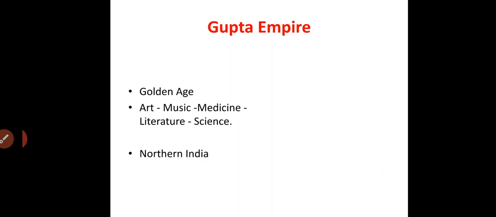Now let's talk about the Gupta Empire. The Gupta period is known as the Golden Age. Why did they call it the Golden Age of ancient India? Because during this period, many discoveries were made in arts, medicine, literature, and science. That's why they call it the Golden Age. The Gupta Empire dominated northern India. So the location of the Gupta Empire is to the north of India.